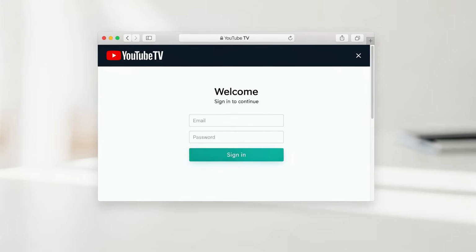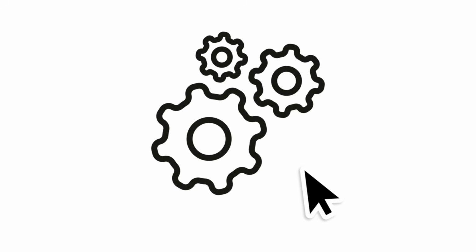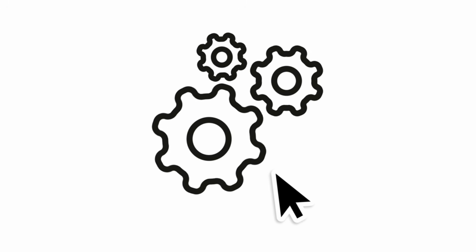Step 1. Navigate to tv.youtube.com on your desktop browser. This is the most reliable way to ensure success. Once you're signed in, look for your profile photo in the top right corner. This is your gateway to all account settings. Click your profile photo and select Settings from the drop-down. You'll be taken to your account overview.